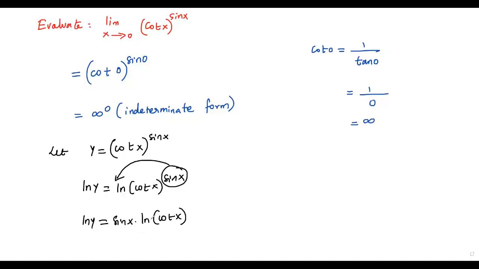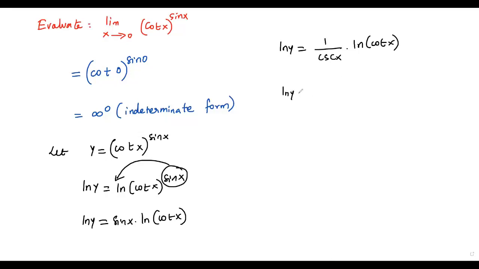If I write sine x as 1 over cosecant x, I'll be getting the form f of x over g of x on the right side. Just a moment, let me clear this. So I'm going to write ln y equals, instead of sine x on the right side, 1 over cosecant x times ln of cotangent x.